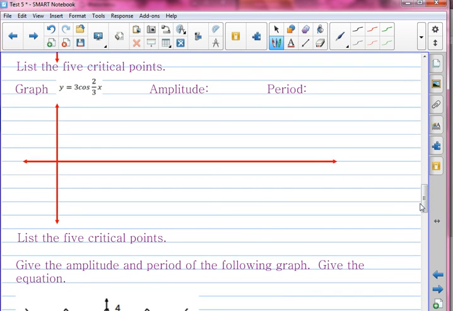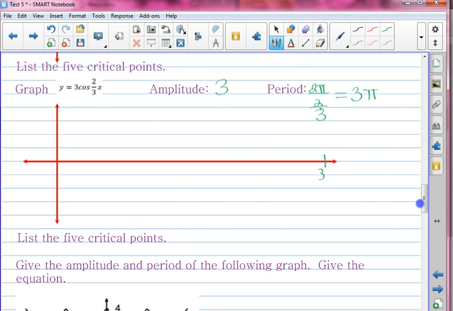All right, graph y equals 3 cosine of 2 over 3x. The amplitude is the number written in front of the word cosine, so that's 3. The period is 2 pi divided by the number in front of the x. And that will give you 3 pi.